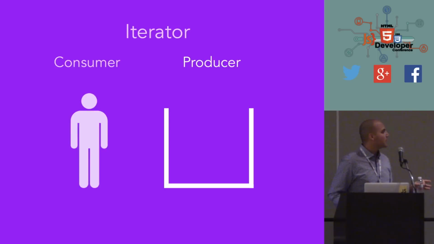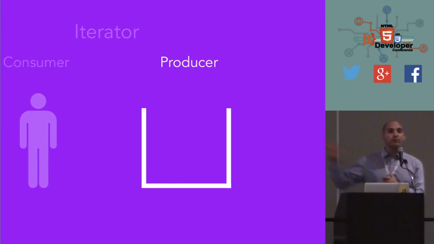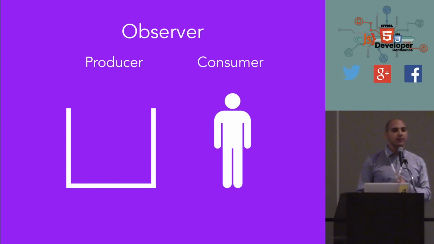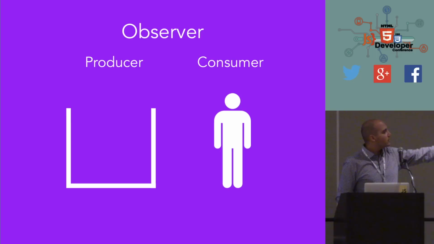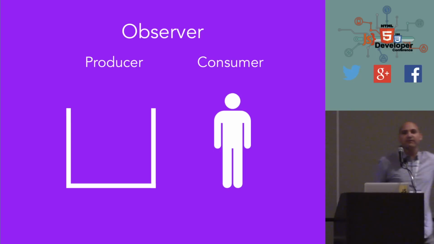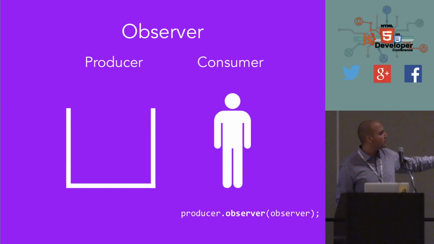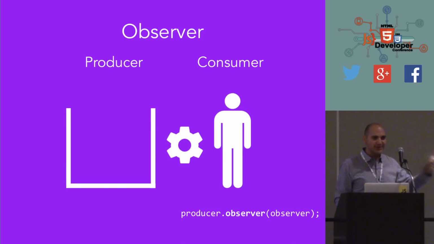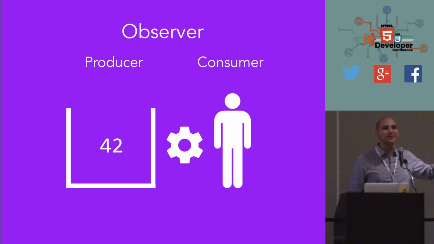So enough talking. Let's take a look at how the iterator pattern can be replaced with the observer pattern. What's the difference? Well, we saw in the previous example that with the iterator pattern, the consumer requests an iterator from the producer. Here with the observer pattern, the consumer hands an observer to the producer. It's the same thing, but flipped.